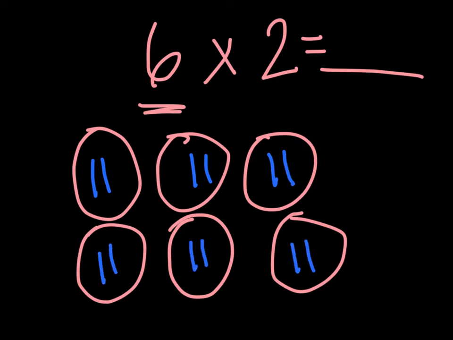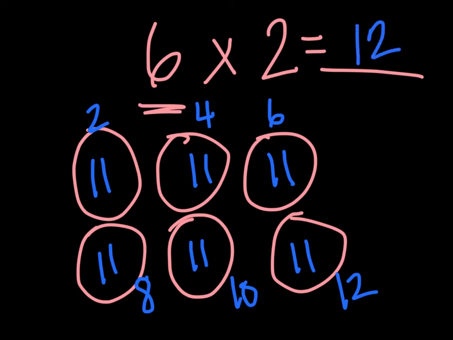So if I counted by 2s, I would say 2, 4, 6, 8, 10, and 12. So 6 groups of 2 equals 12. So my product for this question would be 12.